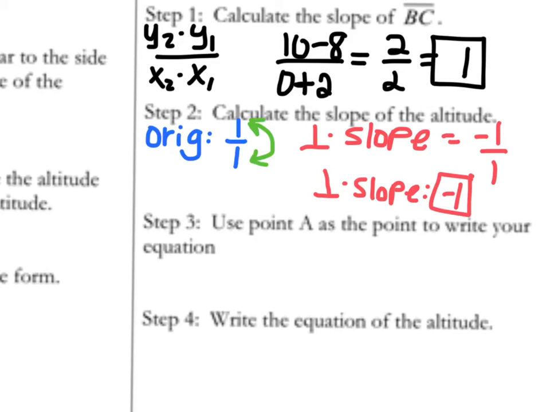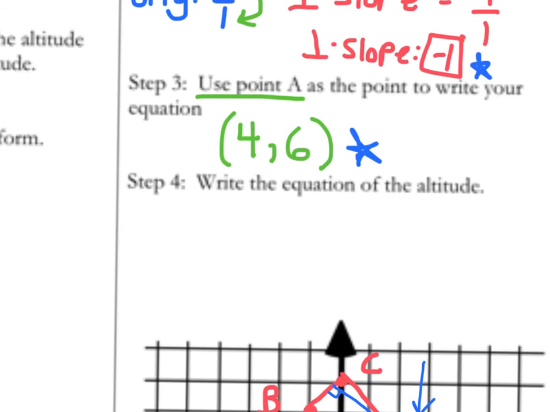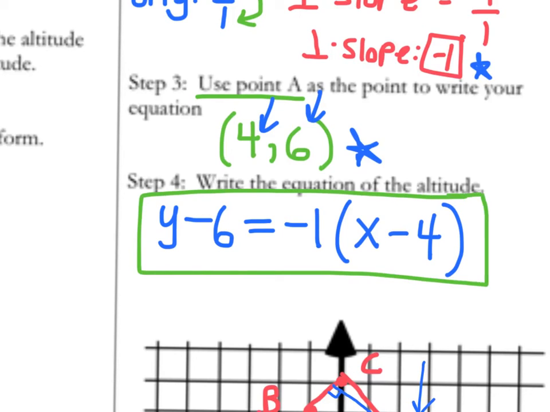Now, the other super important thing is, like I said before, to use point A to write my equation. So point A is 4, 6. Okay, so my two essential pieces of information are point A and my new slope. Now I write my equation with these two pieces of information. And that's all there is to it, you guys. It's a nice problem. We got y minus my y value equals my slope times x minus my x value. That's all there is to it. The equation of the altitude.